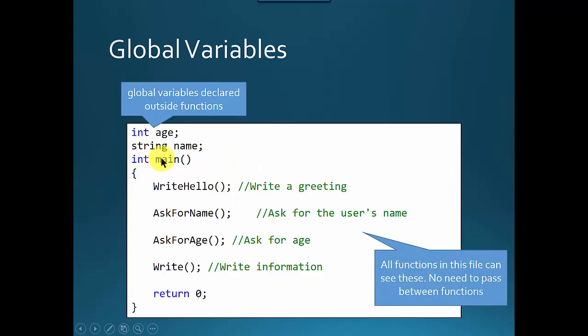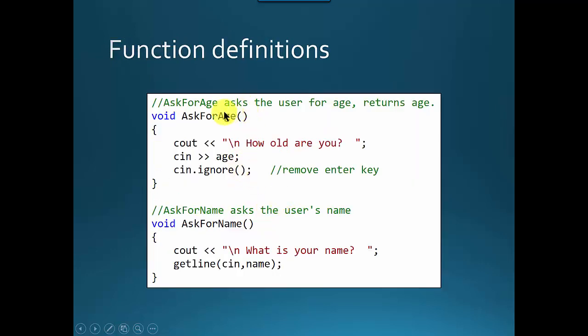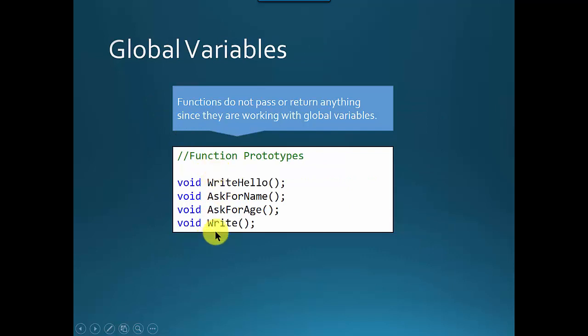And so this might seem like a nice convenient way of avoiding having to use all this parameter stuff. However, there's some disadvantages to that. Let's take a look at these functions. First of all, do we have any idea what write hello, ask for name, ask for age, and write use do? Not really. And we don't really know what these things return because they're all declared as void.